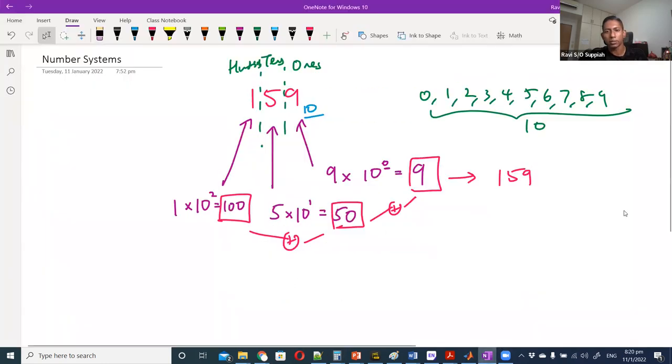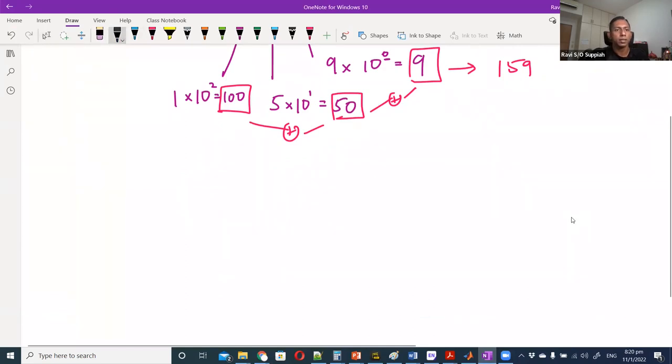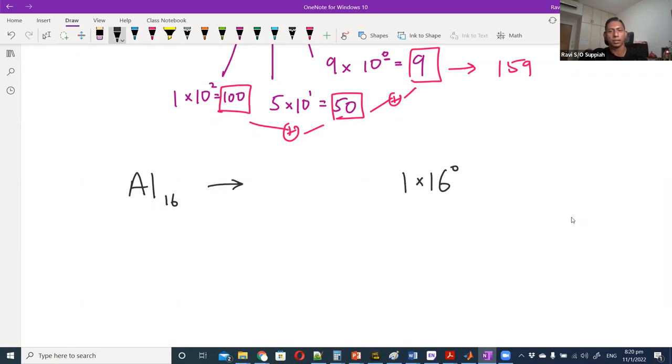Let's come back here. What is A1? A1 in hexadecimal, if I want to convert it to the actual decimal value, I use base 16. Just remember, it's always the weighted position. 16 to the power 0 multiplied by 1, that is for the first digit, plus 16 to the power 1 multiplied by A. What is A? A is 10. So 10 times 16 is 160. 16 to the power 0 is 1, and 1 times 1 is 1. So the answer is 161.